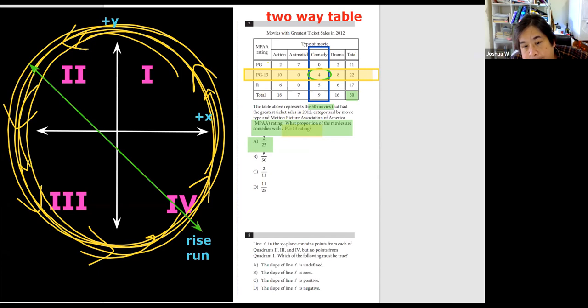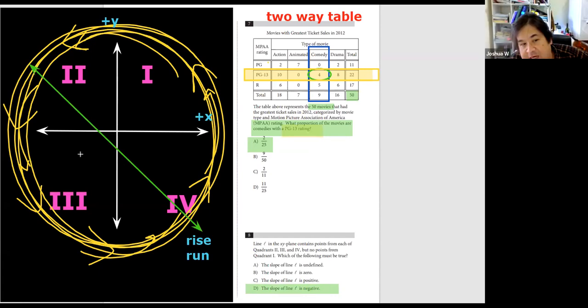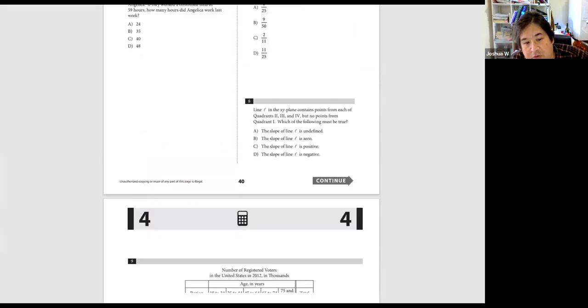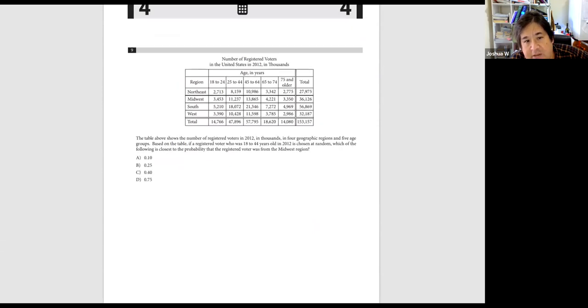All right, any questions for Brianna? That's right. Whatever the line, if that's the path of the line in quadrants 2, 3, and 4, you have to draw it yourself. Make sure you know your quadrants. Let's go to question 9. Another complicated looking table.